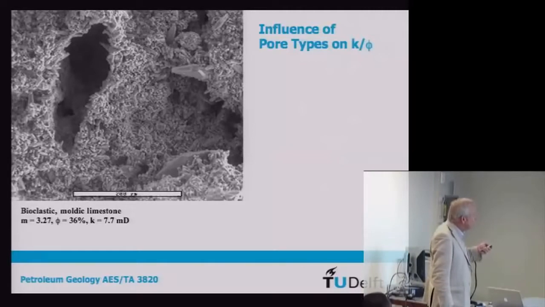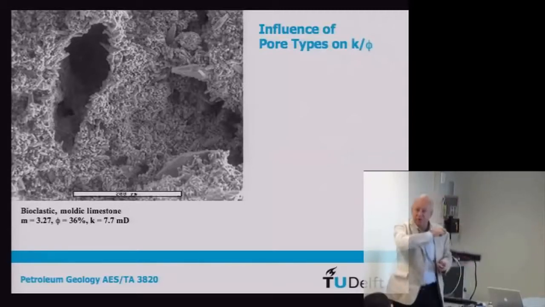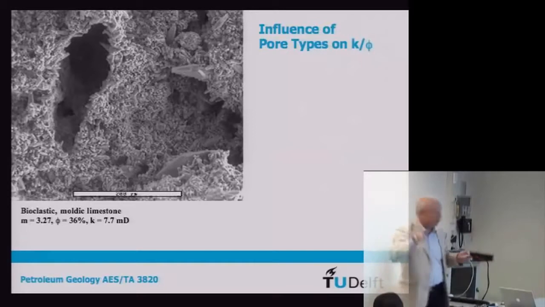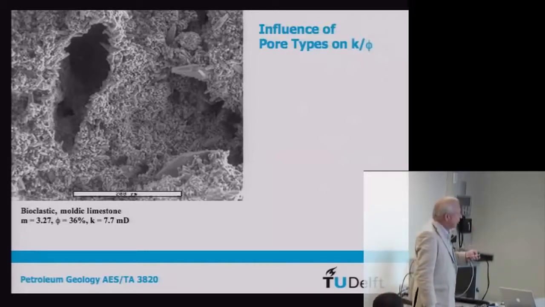And we see very small crystals. These are very small crystals. They're all calcite crystals. So in there is also porosity. You see, there's a very high degree of porosity, but it's very small pores. And because they're very small pores, the permeability is low. So you have big pores here and very small pores in here. So we have 36% porosity here, but only 7.7 millidarcy permeability.